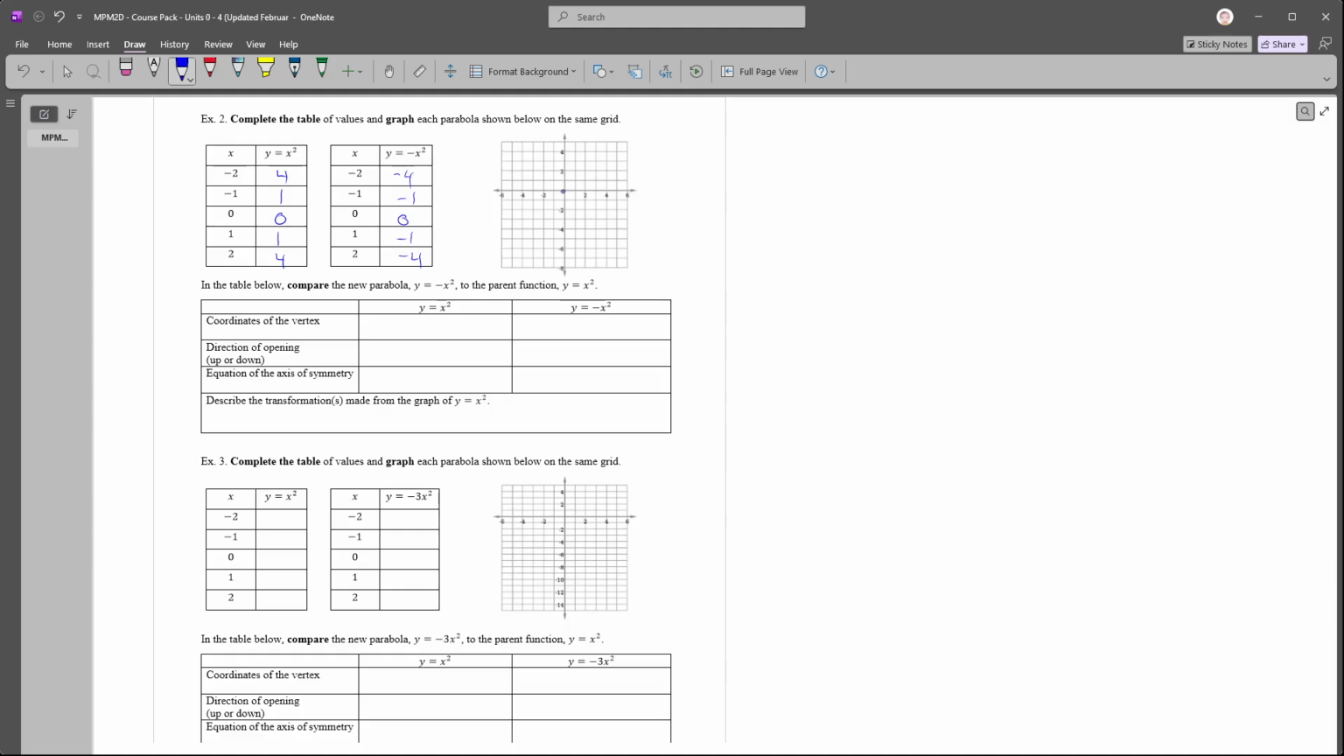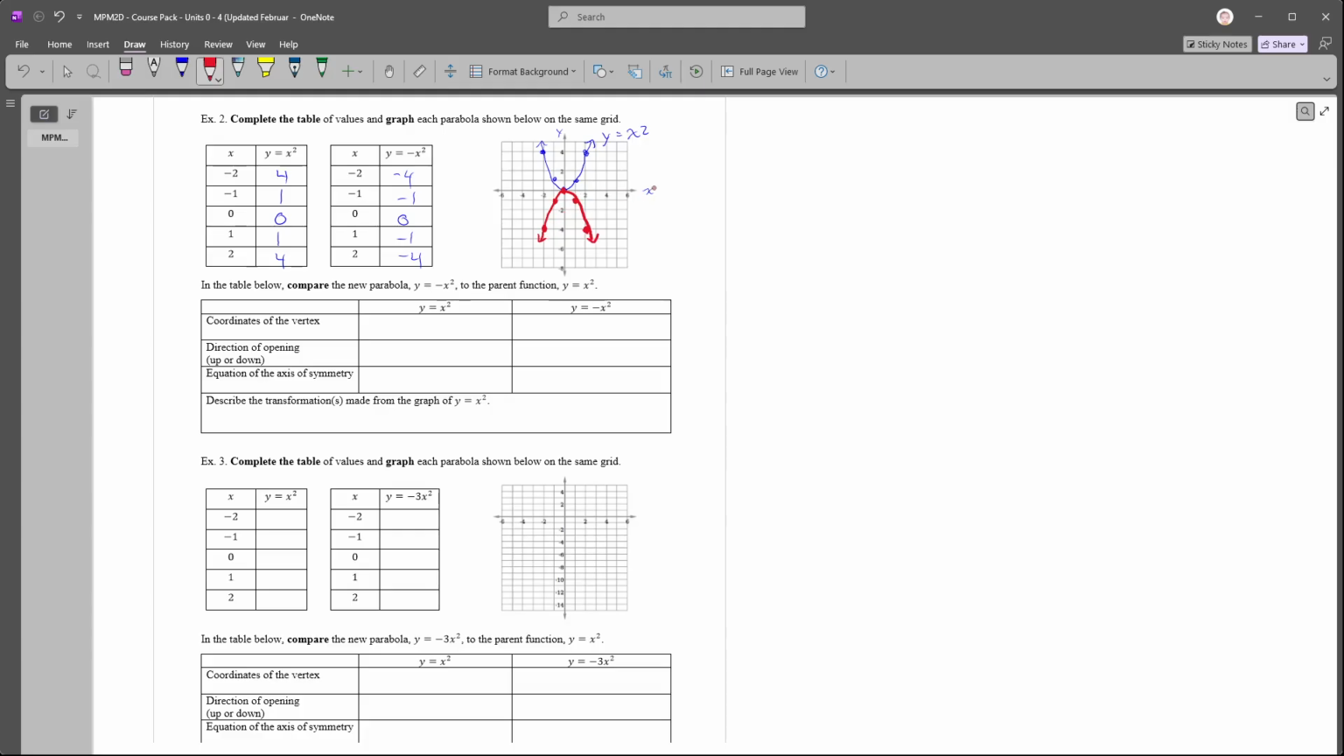So we have negative 2, 4. We start up here. Then we have negative 1, 1, 0, 0, 1, 1, and 2, 4. All right, this is our y, this is our x, and this is y is equal to x squared. All right, let's switch to our red pen now. So this one, we have negative 2, negative 4. Negative 1, negative 1. 0, 0, 1, negative 1, and 2, negative 4. They look almost identical, but they're not quite.